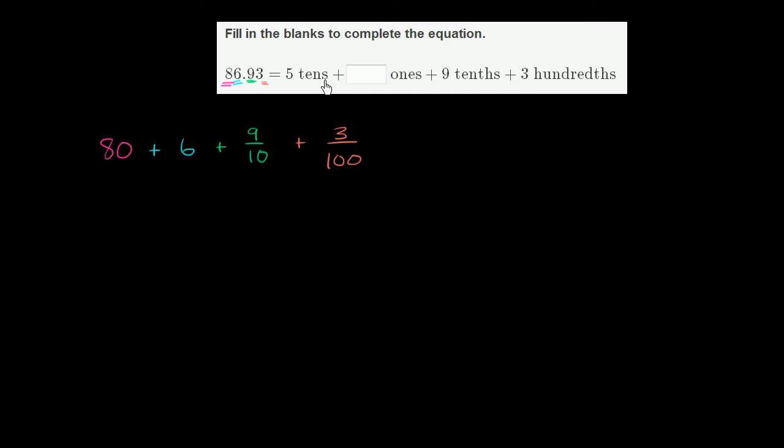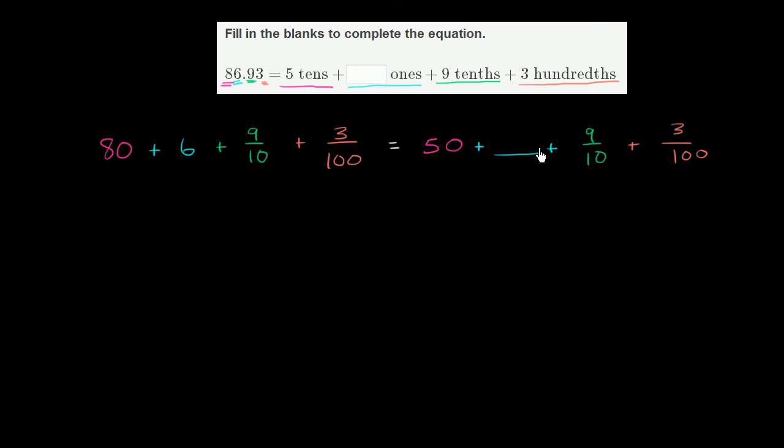Now let me write out what they have on the right again. So this is going to be equal to, they have 5 tens here. So I'll write all the tens places in this red color. Then they have blank ones. So I'm just going to literally write out a blank plus 9 tenths. So the 9 tenths is still 9 tenths plus 3 hundredths. Let me make sure that we color code this. So that's the 9 tenths. This is the 5 tens. That's the 50. We have the blank ones. That's this right over here, 9 tenths. And then finally we have the 3 hundredths. So plus 3 over 100.